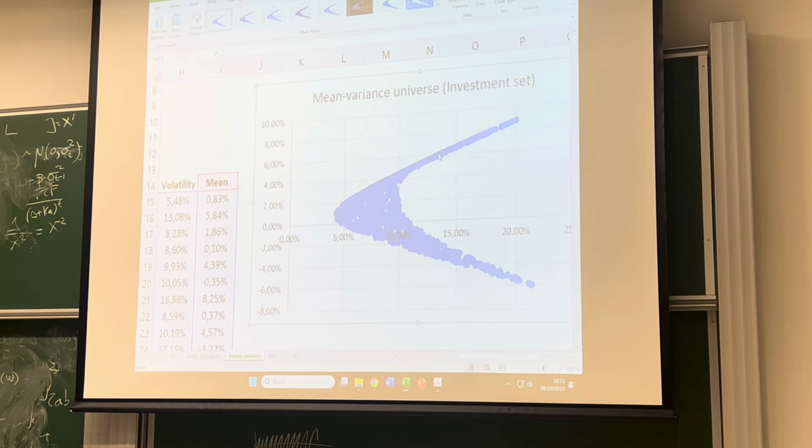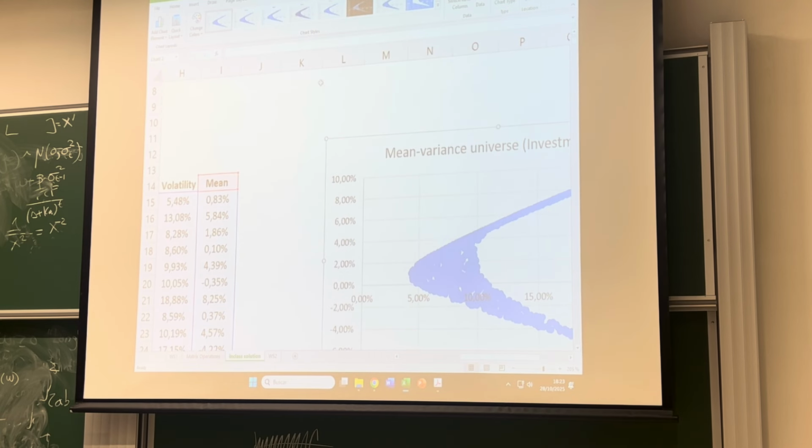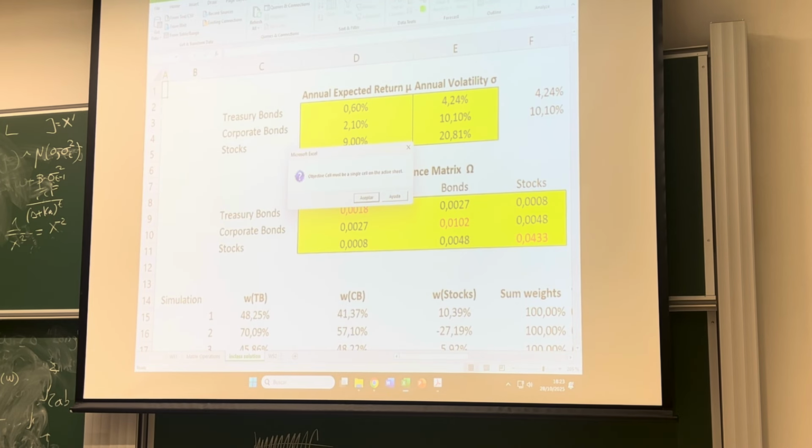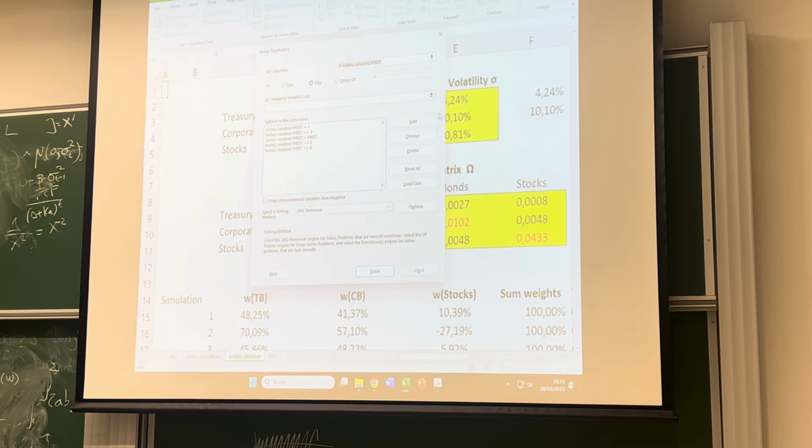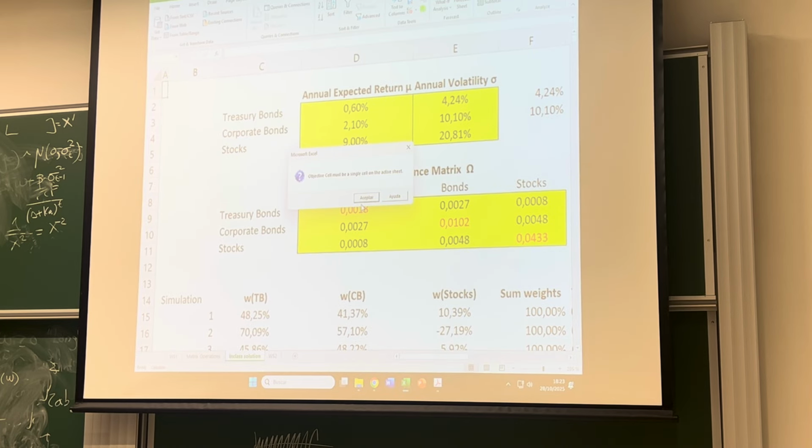Questions, guys? This is what we are going to do next day, doing the optimization. This is mean variance. Now the question will be, and you guess what we are going to do? We are going into the data solver, and we are going to define a program. Let's do it.